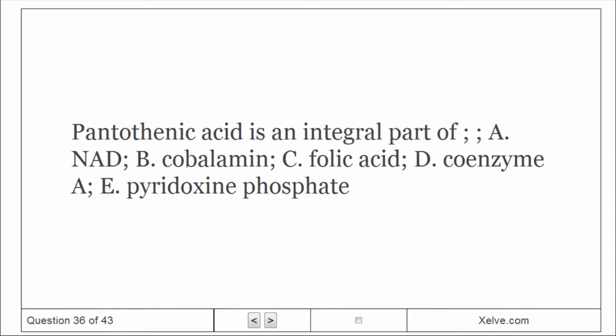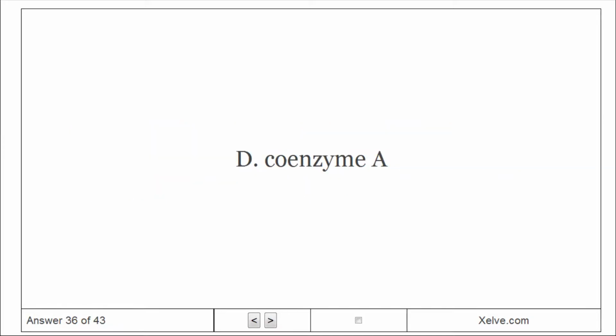Pantothenic acid is an integral part of A. NAD, B. Cobalamin, C. Folic acid, D. Coenzyme A, E. Pyridoxine phosphate. D. Coenzyme A.